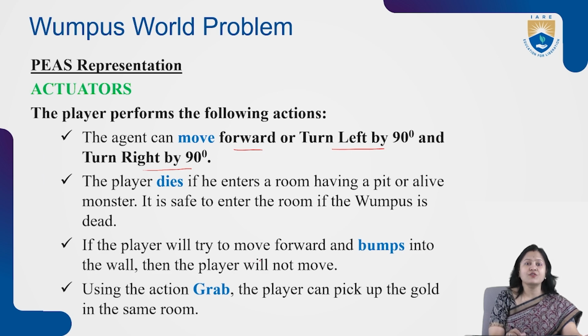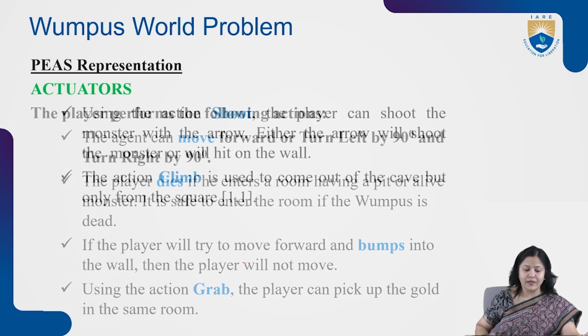And if the player tries to move forward and bumps into the wall, then the player will not move. If he hits the wall, he cannot move further. So bump is also one of the actions. Next one, using the action grab, the player can pick up the gold in the same room. So grab is also one action. He can pick the gold and move out from the cave safely.